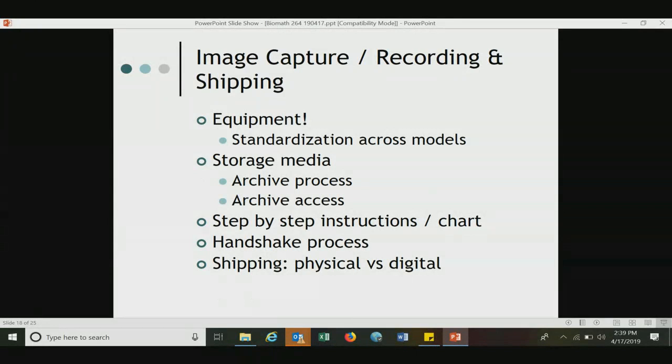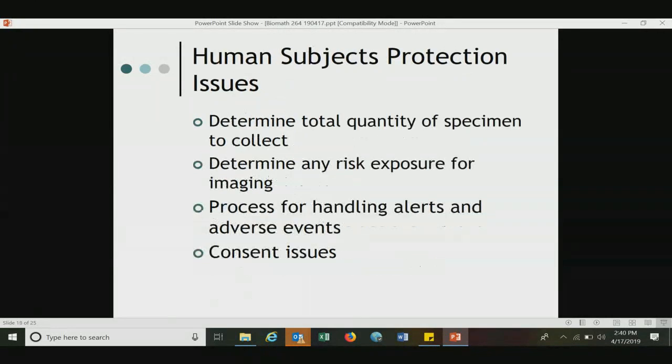And then the shipping, physical versus digital. We now have really nice ways in which you can securely share digital files, and I think that's helping a lot. But back when you had physical files, sometimes we would make copies because we'd be afraid that something would get lost. So just think about different ways in which you can ship the material.